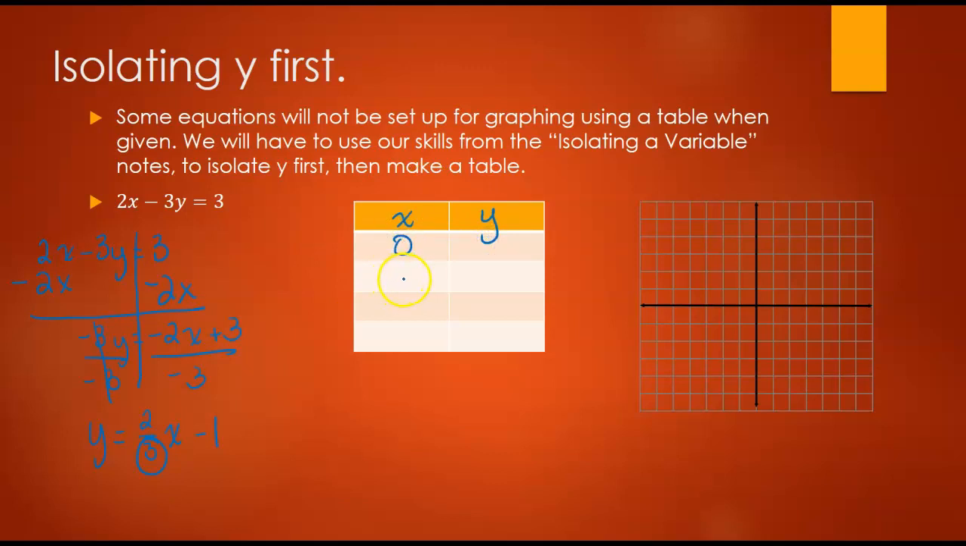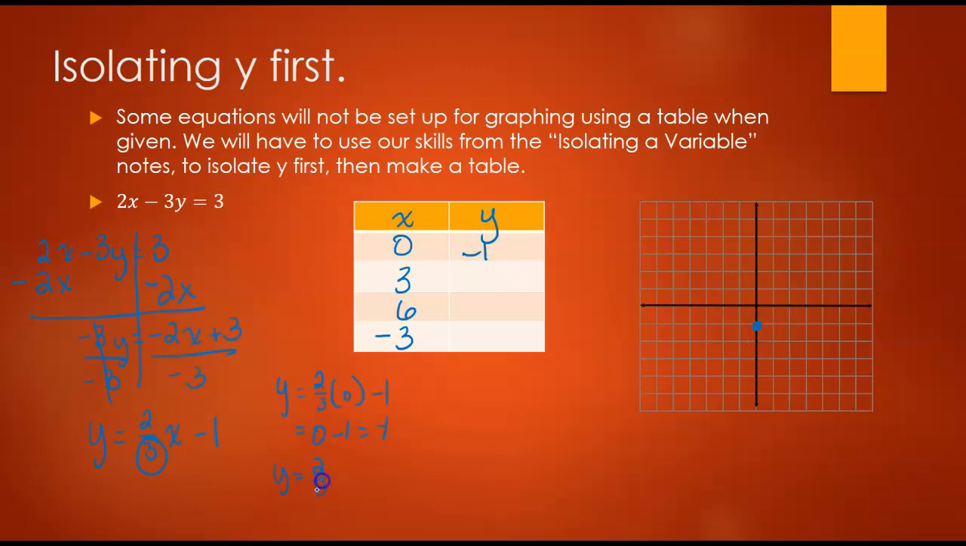So we're going to try 0, 3, 6, but if I choose 9, that's going to run off the graph. Well, don't forget about negative numbers. I'm going to use negative 3 for my last one. And then we're just going to substitute in. Y equals 2/3 times 0 minus 1. 2/3 times 0 is 0. 0 minus 1 is negative 1. So that's the point (0, -1).